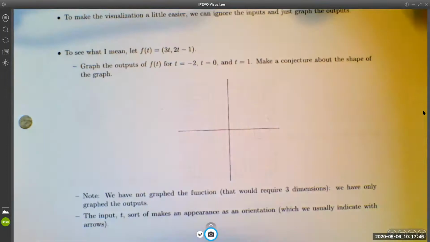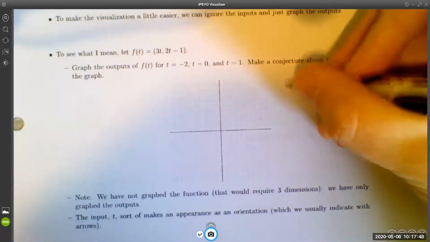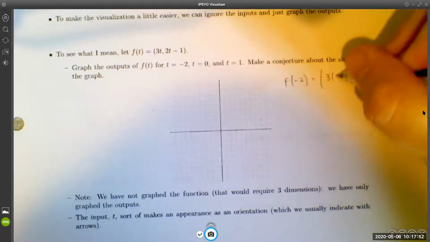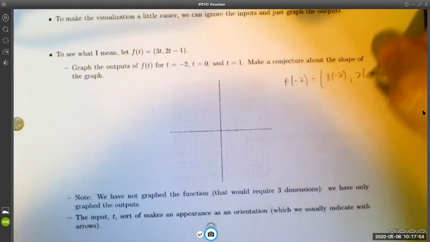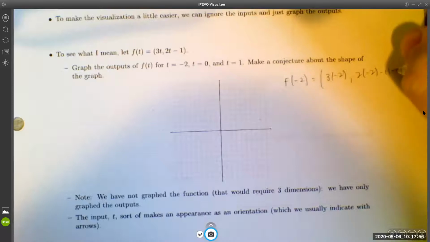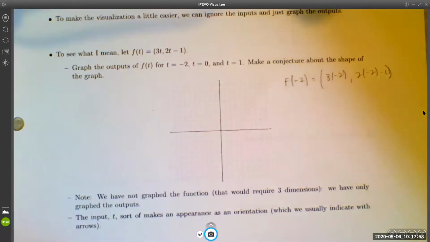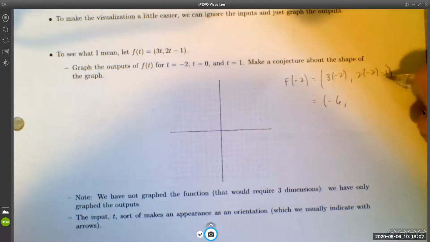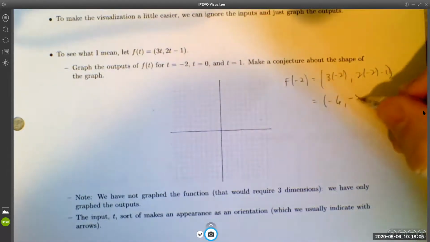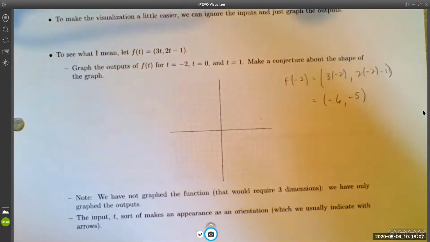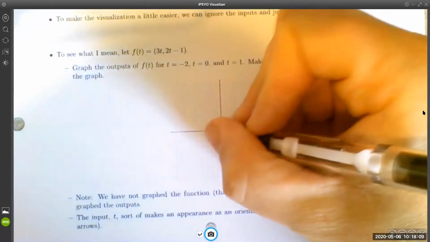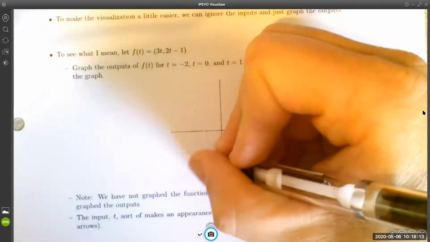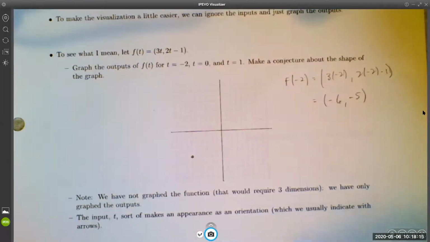So when I plug in -2, f of -2, I'm going to have 3 times -2, comma, 2 times -2 minus 1. So I get the ordered pair -6, and then -4 minus 1 is -5. So I get the point (-6, -5). So 1, 2, 3, 4, 5, 6. 1, 2, 3, 4, 5. That's that point right there.